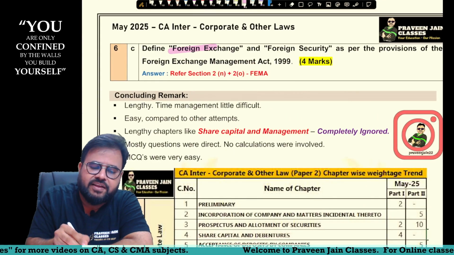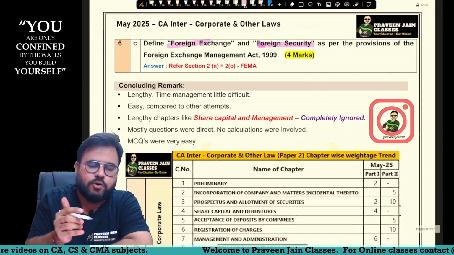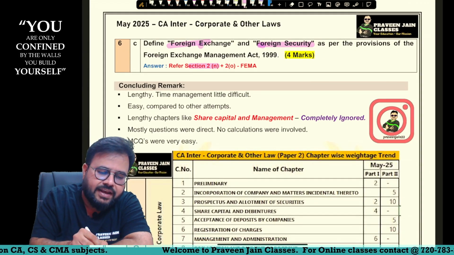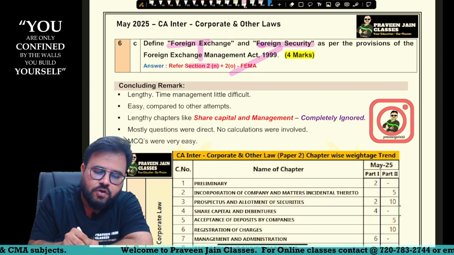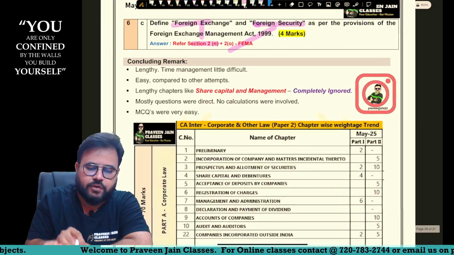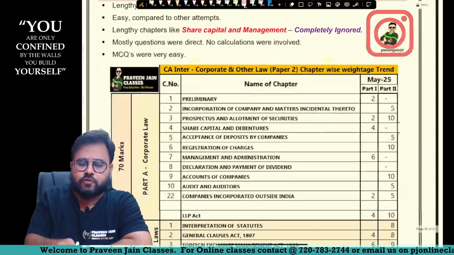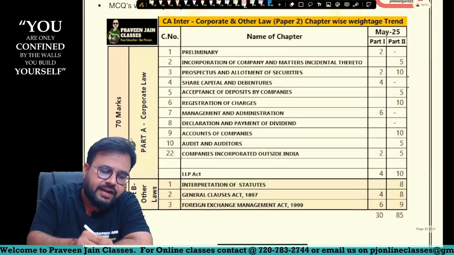And what is a foreign exchange? What is a foreign security? Can I say direct questions were given? Section 2 clause N defines foreign exchange. Section 2 clause O defines what is foreign security, sir. Okay, so this was your question, sir, and this is how the trend this time was.